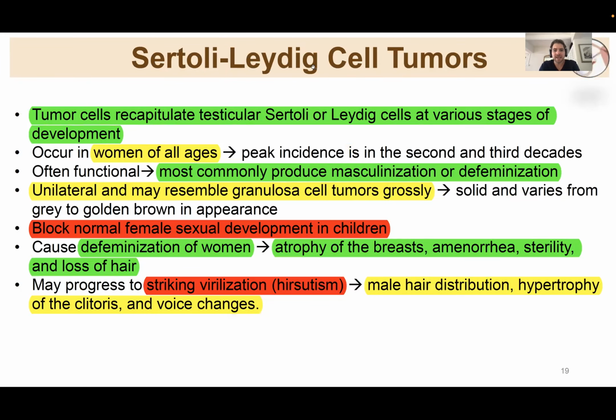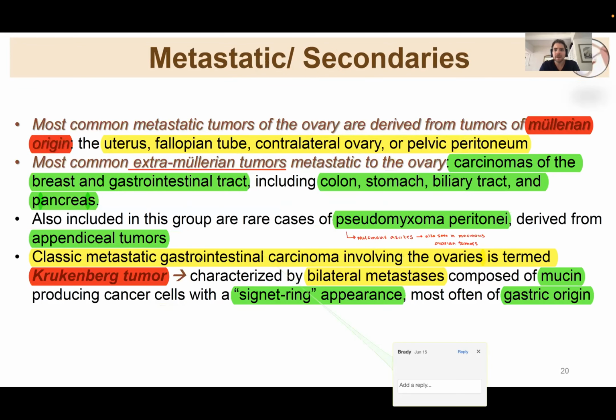Then you get these Sertoli-Leydig cell tumors. So you would expect hirsutism, male hair distribution, stuff like that, due to the increased testosterone production, defeminization. All right, and then of course you always get metastasis.